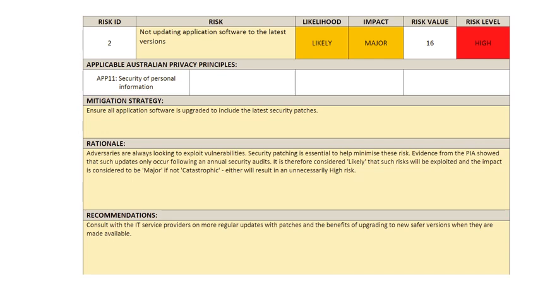Together, it might show the Australian privacy principles that apply. This comes from a drop-down menu: what mitigation strategy you have, the rationale behind your assessing this risk, and initial recommendations as to how to prevent this risk or minimize the impact of that risk.